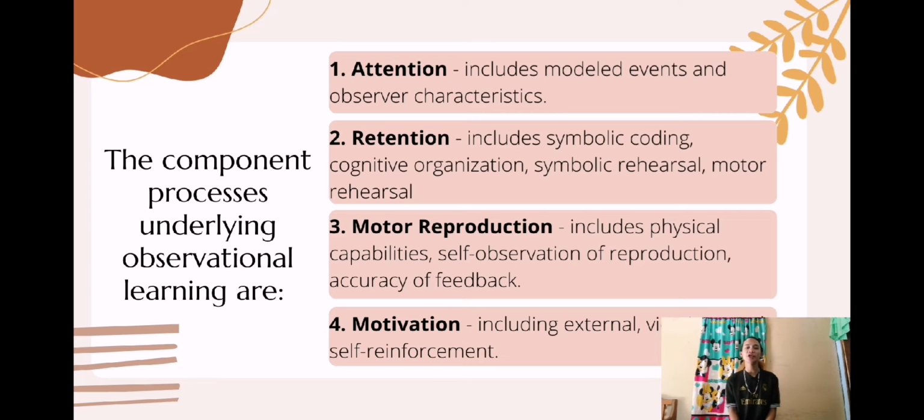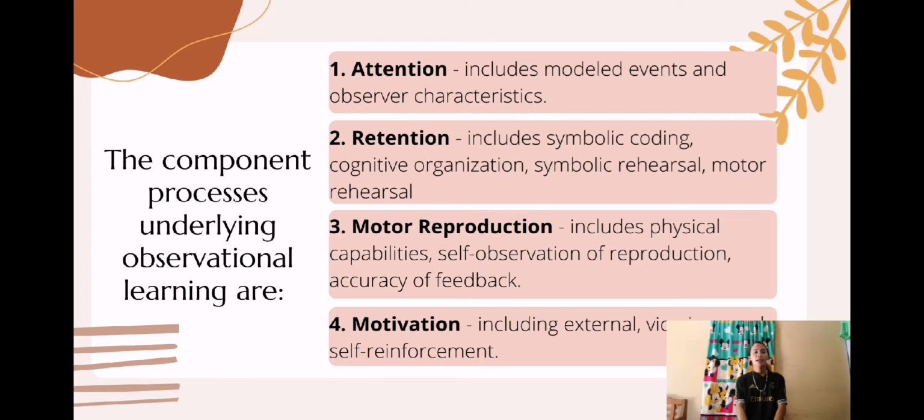The first is attention. It includes modeled events and observer characteristics. In modeled events, it could be distinctiveness, affective valence, complexity, prevalence, and functional value. And in observer characteristics, it could be sensory capacities, arousal level, perceptual set, and past reinforcement. Here, students give their attention to the teacher. For example, with kinder students, before the discussion starts, the teacher begins with an icebreaker or exercise.